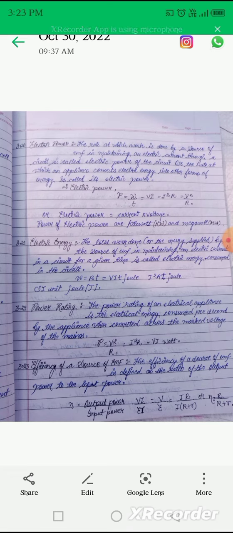Electric power P equals work done upon time, equals VI, equals I square R, equals V square upon R, or electric power equals current into voltage. Units of electric power are kilowatt and megawatt.